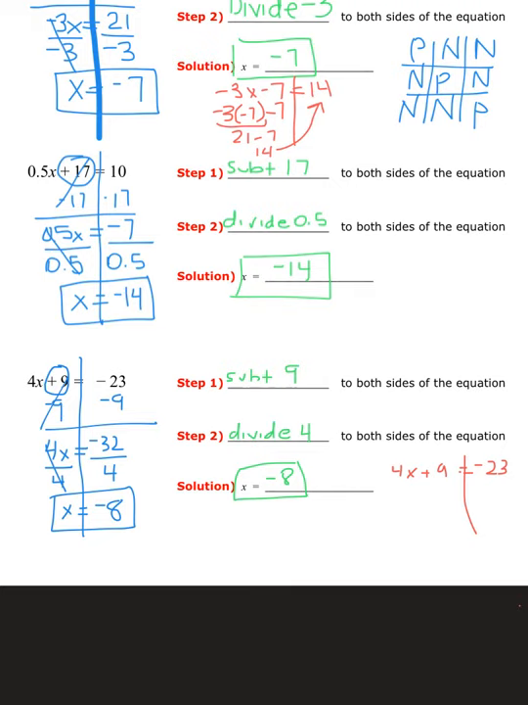Substitute the value you got for the variable, so 4, and in parentheses, negative 8 plus 9. Work this out, so that would be negative 32 plus 9, and solving that, you would get negative 23, and negative 23 does equal negative 23, so that answer is correct.